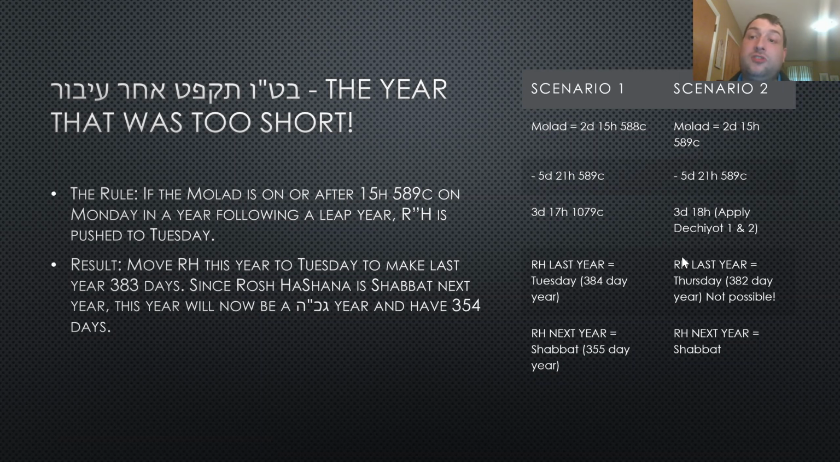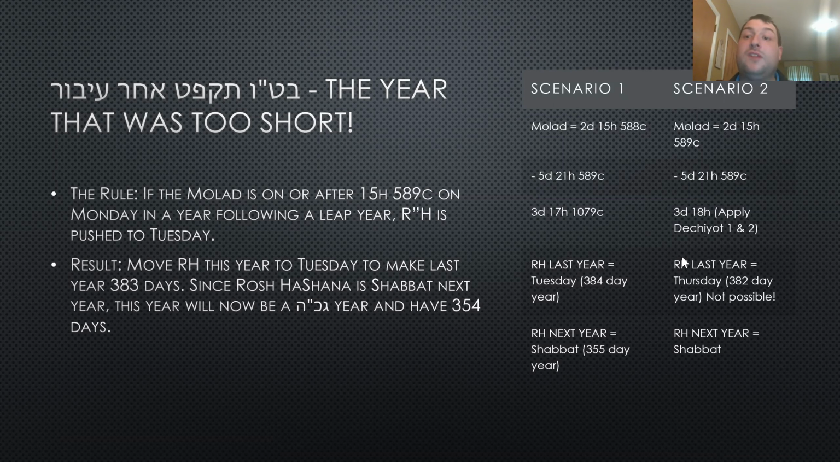However, in scenario 2, Molad is at 2 days, 15 hours, and 589 chalakim. That's our rule. And you subtract 5 days, 21 hours, and 589 chalakim, okay? That means that the Molad for the previous year was Tuesday at 18 hours.